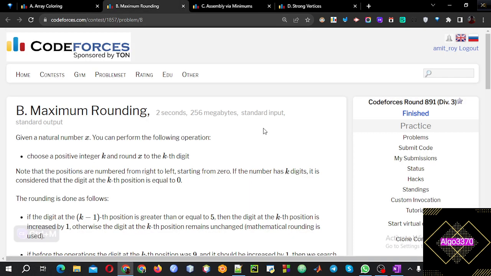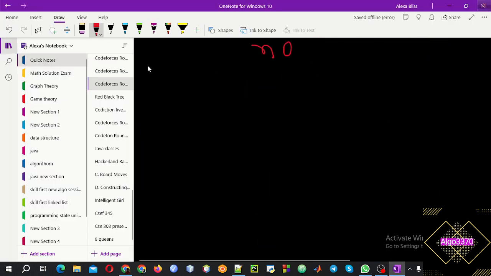Let's try to discuss the second problem of the contest. What is the main graphic view here? Here they give us a number.